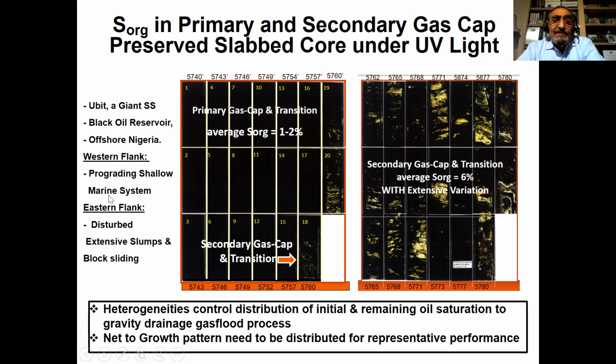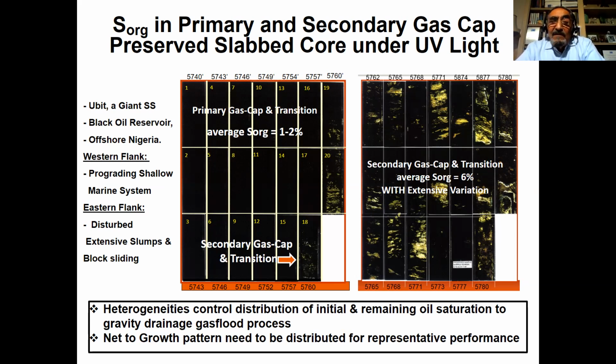This is a very interesting thing because here is a giant reservoir named Ubet in the joint venture area in Nigeria, offshore. And it's sandstone, a very high quality rock. In fact, the name Ubet means lion in the local language. The operators name a lot of their reservoirs after types of fish in the offshore or types of animals in the area. And so this Ubet, you could see, is a giant sandstone reservoir, black oil, offshore Nigeria.